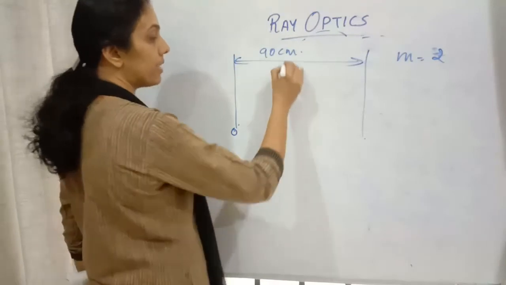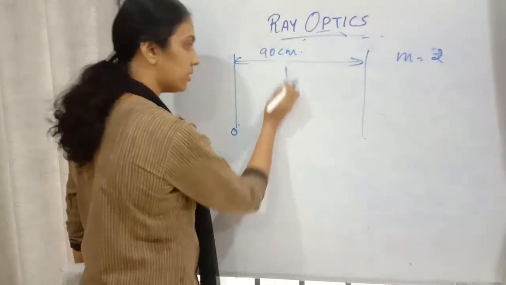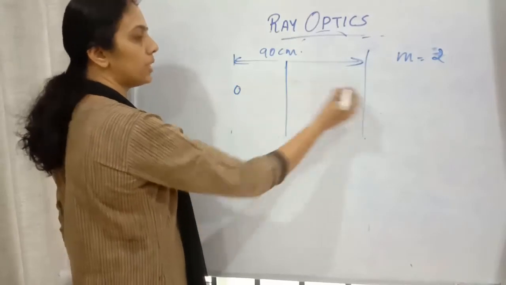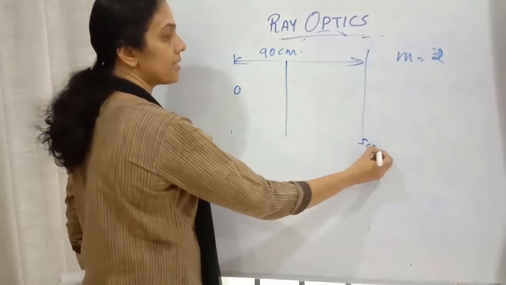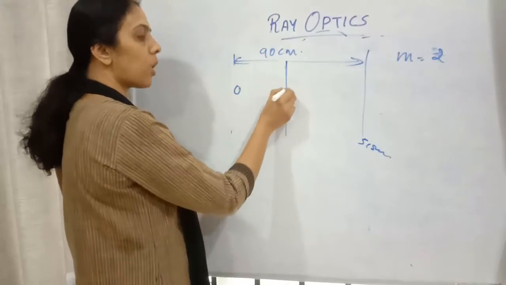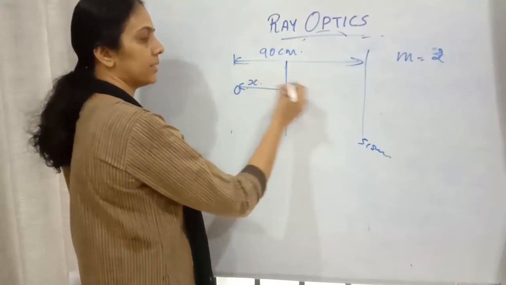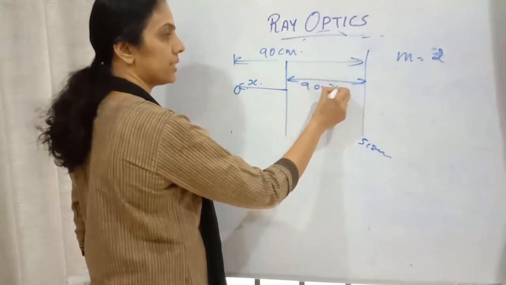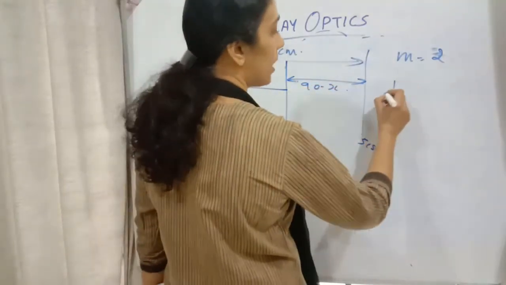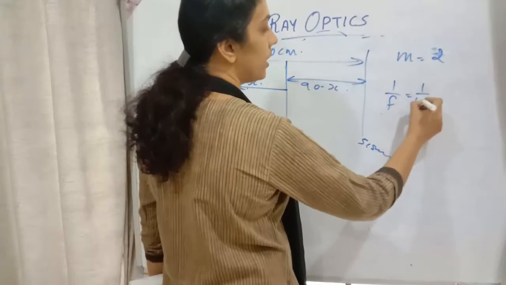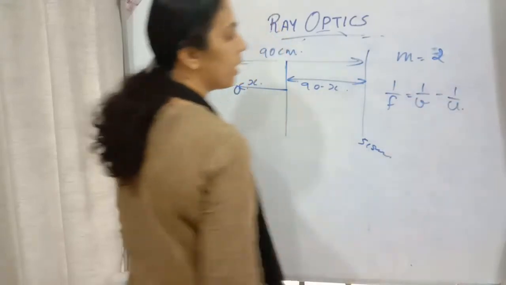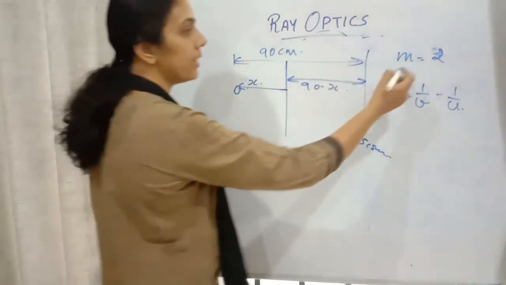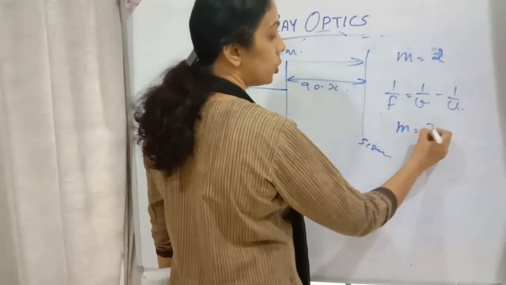So the lens is kept in between. This is the position of the object. The object and screen are at a distance of 90 centimeter. Suppose the object is kept at a distance x. Then what will be the position of the image? 90 minus x, right? So here 1 by f equals 1 by v minus 1 by u. We need to find the nature of the lens. For that they have given magnification as 2.